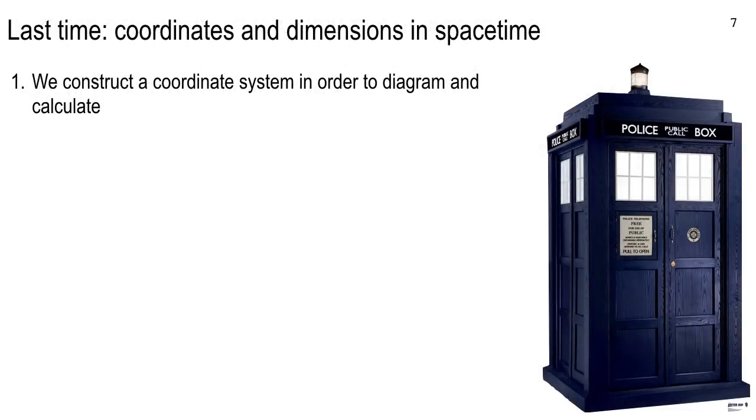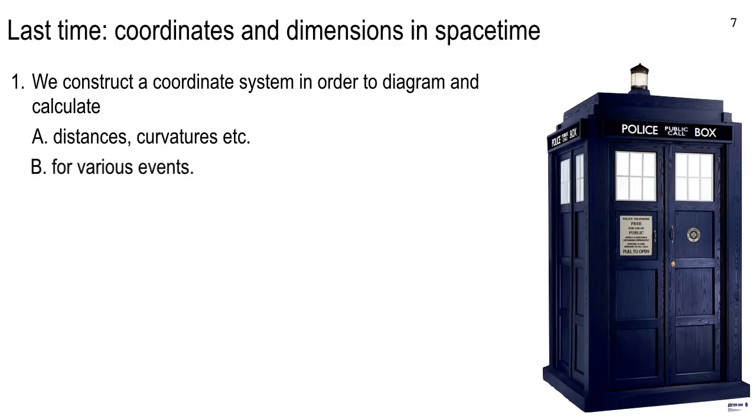Now, I want to get back to this idea of space-time. Last time we talked about coordinates and dimensions in space-time, just like Dr. Who: Time and relative dimensions in space. What we normally do is construct a coordinate system in order to diagram and calculate distances, curvatures, et cetera, for various events.